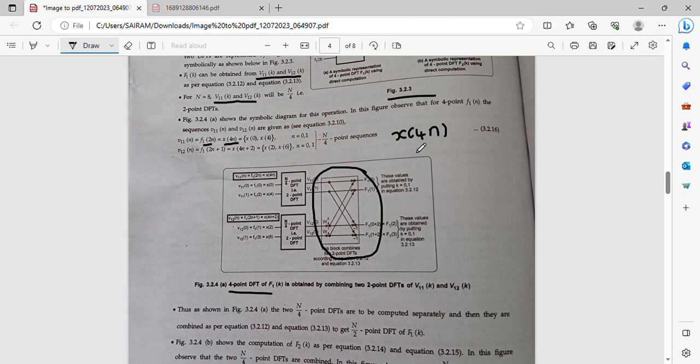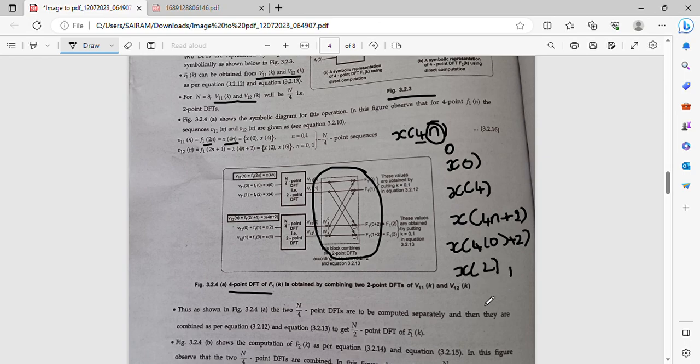I'm sorry, so I'm going to get x of 4n is equal to, here if I try to substitute 4 into 0, which is equal to x of 0, and 4 into 1, which is equal to x of 4, right? Yes. And then now if I try to substitute 4n plus 2, so in 4n plus 2 I substitute n, so I'm going to get x of 4 into 0 plus 2, which is my 2, and 4 into 1 plus 2 is my 6, right? So I'm going to get x of 2 comma x of 6, right?